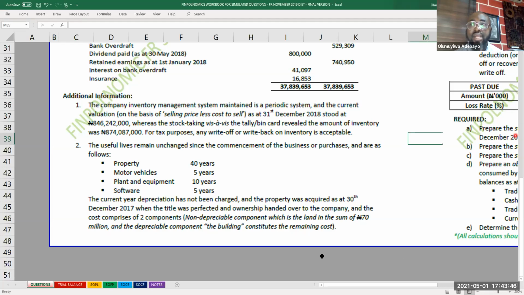Okay, now let's move further. That's additional information two. Who will volunteer to read that? Okay, I will. Okay, Zoba, go ahead.